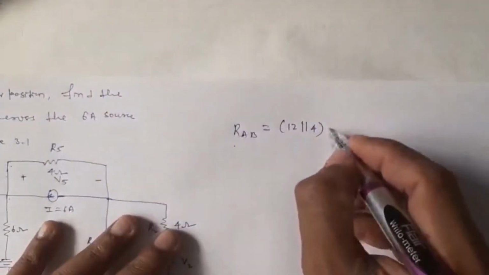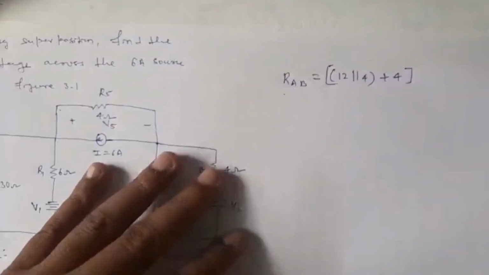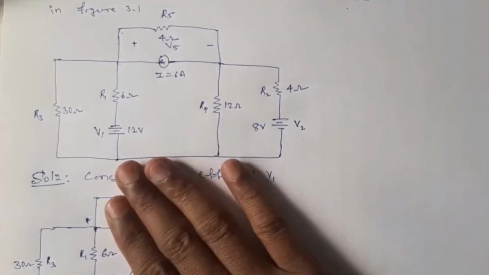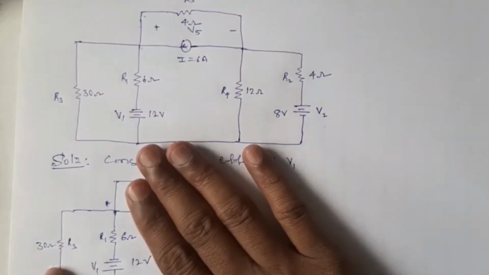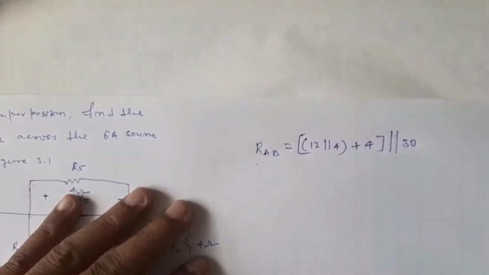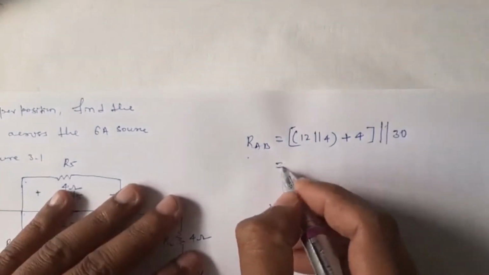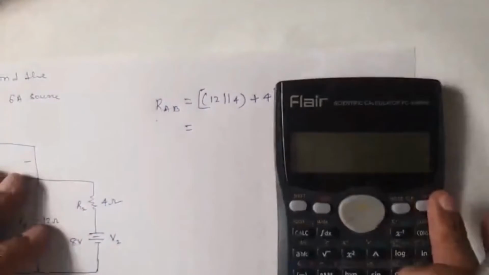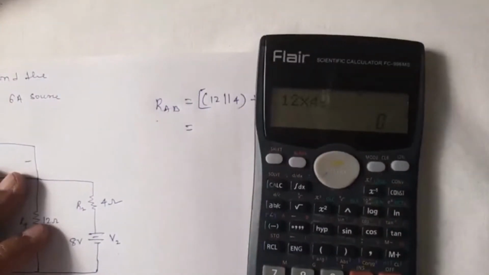It is in series, means plus 4, right? Now, for this whole combination, R3 is in parallel. R3 is 30. This is parallel. Okay, very simple. So this is equal to 12 into 4 divided by 16, that is 3.